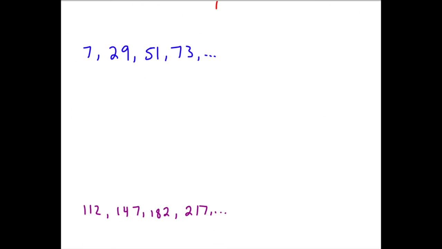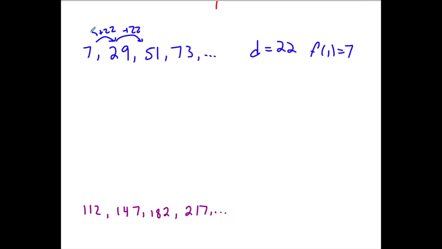In the blue, I see I'm going up by 22. 22 plus 7 is 29. And then plus another 22 is 51, and then 73. And the first term is 7. Okay, so this is what I was saying before. Think about it like this. If I'm going up 22.